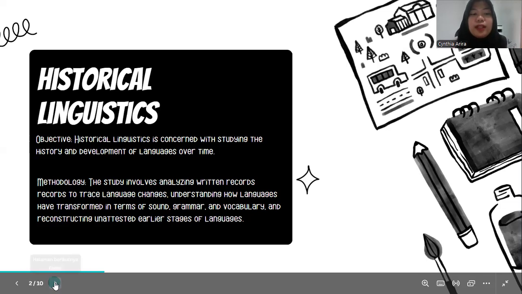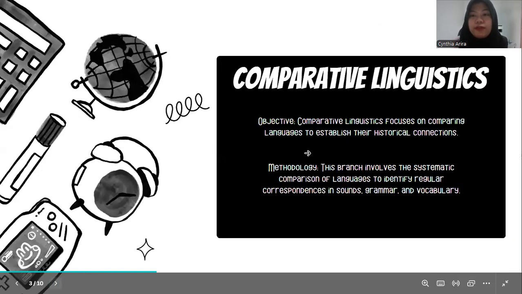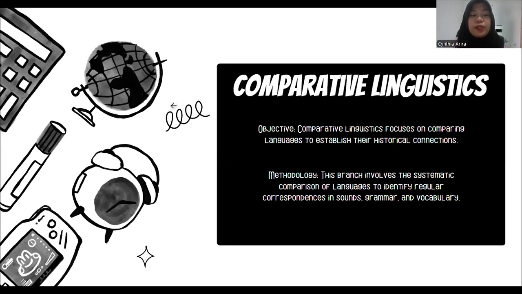So, next is comparative linguistics. The objective is that comparative linguistics compares different languages to see if they are related. It aims to show how different languages came from a common ancestor.